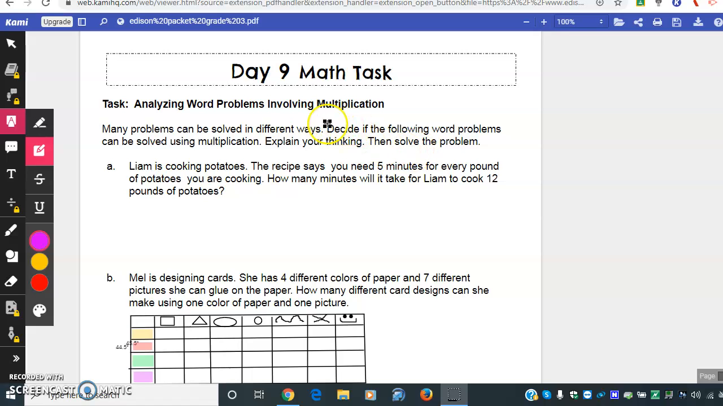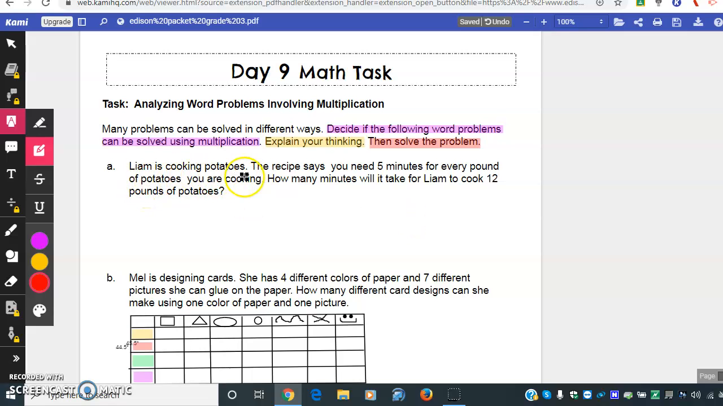So I need to first decide if the following word problems can be solved using multiplication. That's my first task. My second task is to explain my thinking. And then my third task is to solve the problem. So I've got 3 different things I need to do for each of these problems. I'm going to start with the first problem.